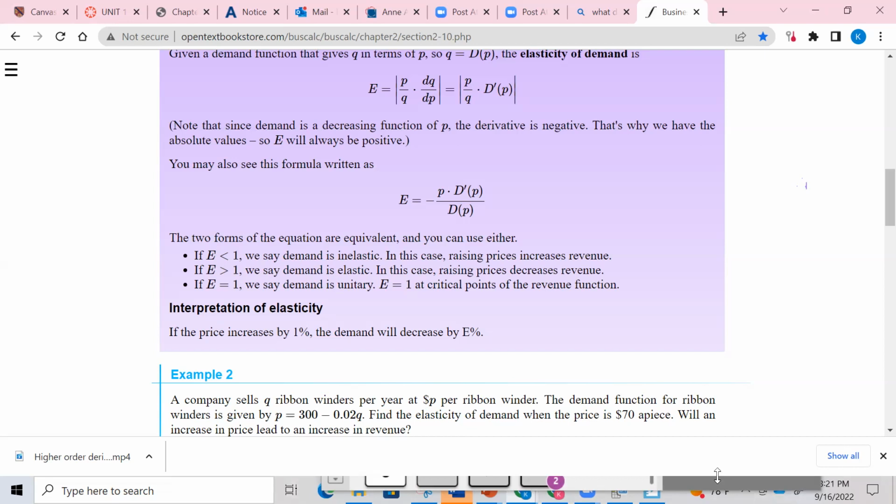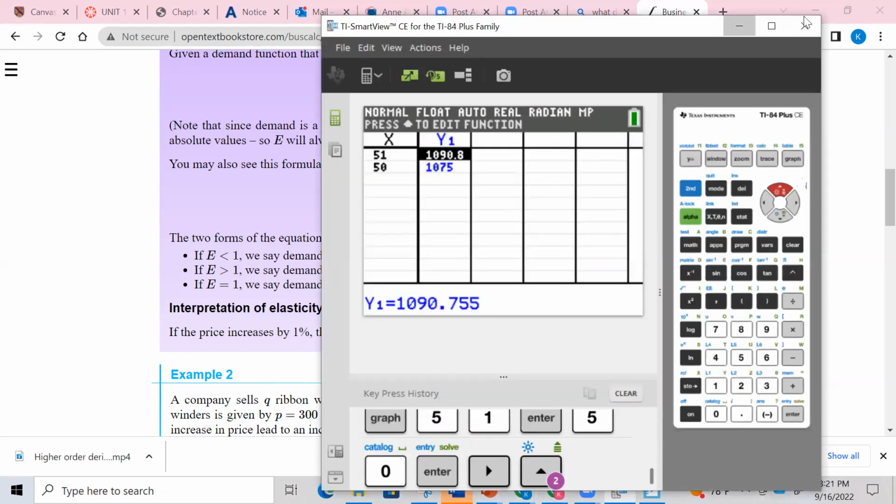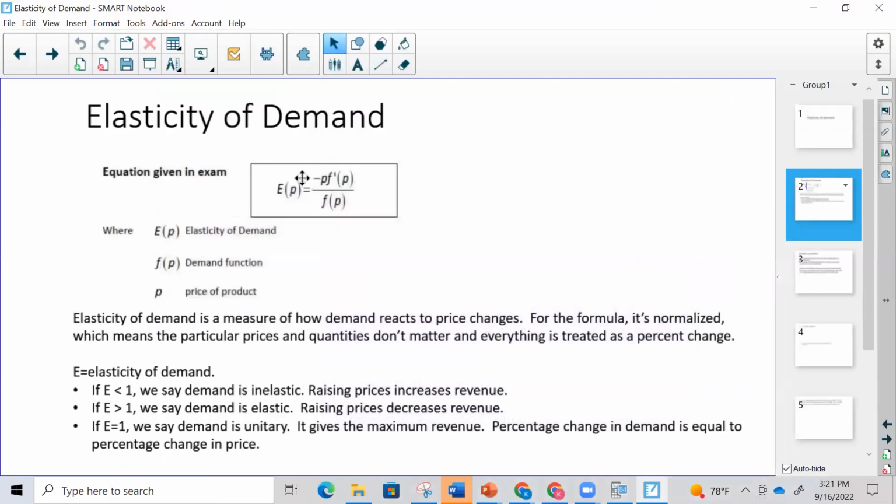So looking at examples, here's our function. You will be given that on the exam. E of P is the elasticity of demand, F of P is the demand function, and P is the price. We usually differ in the problems. It will be defined as F of P for the demand function instead of D of P, but you can also define it as D of P.